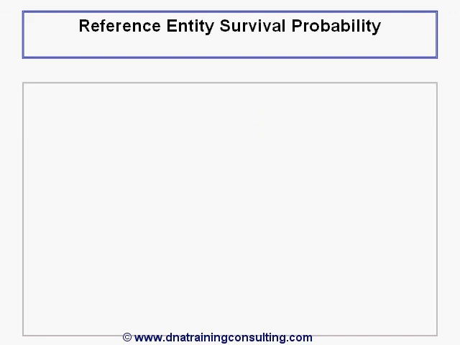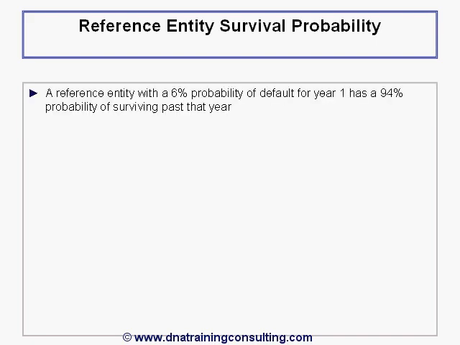A reference entity's survival probability is the flip side of the default probability coin. A reference entity that has, for example, a 6% default probability for year 1 would have a 94% probability of surviving past that year. When we come to longer periods, however, we need to proceed with a little caution.